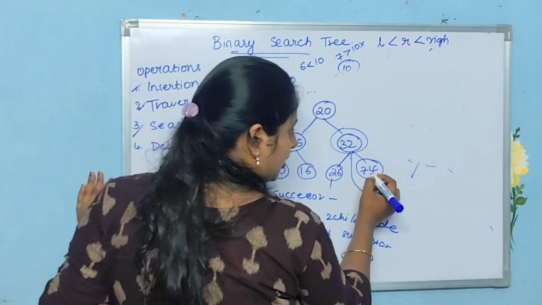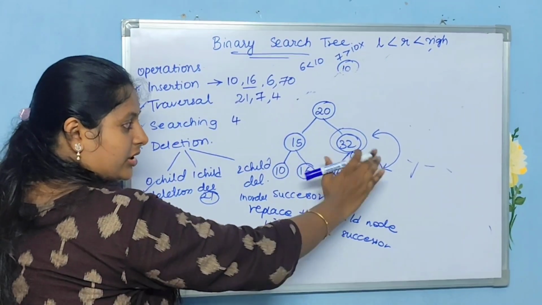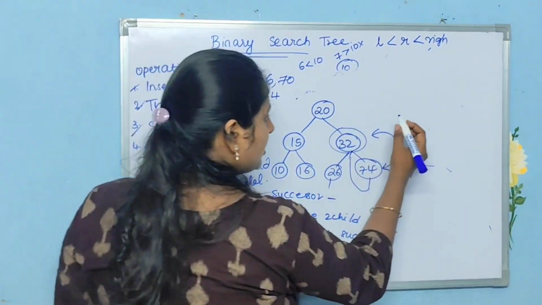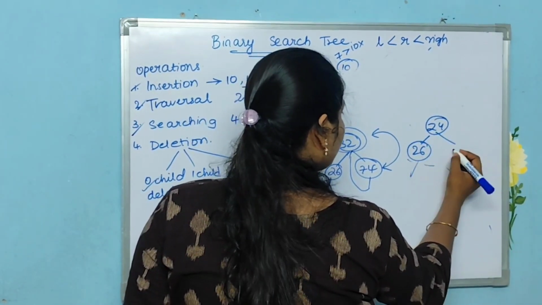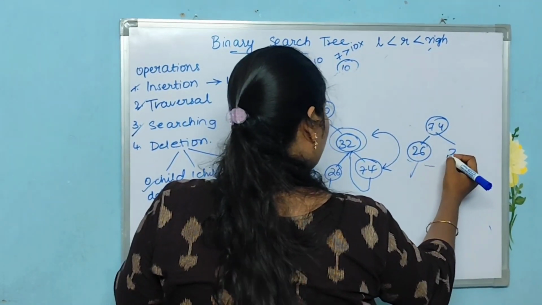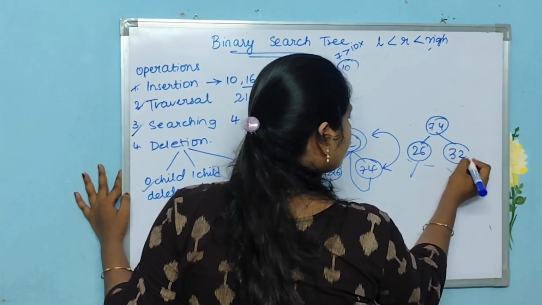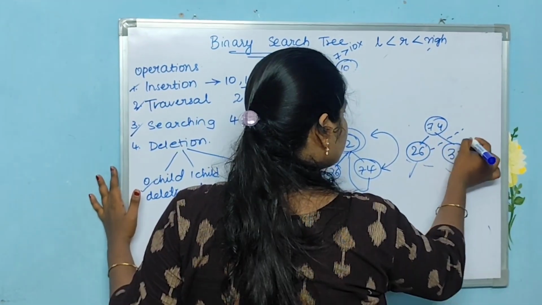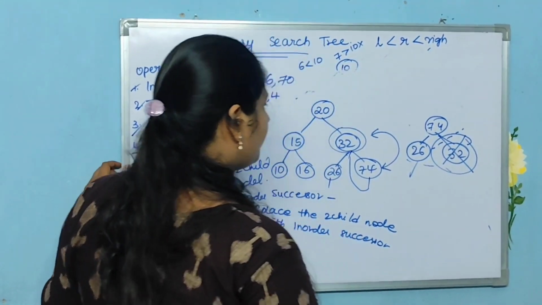Okay. Now I have to replace my node to be deleted with the in-order successor. This is the in-order successor, the next in-order to this node. Okay. Replace. After replacing, what has happened? 24, 26, and 74. Okay, this 74 has gone here and 32 is here. Okay, now you can directly delete this node. Two-child deletion is performed. Okay.